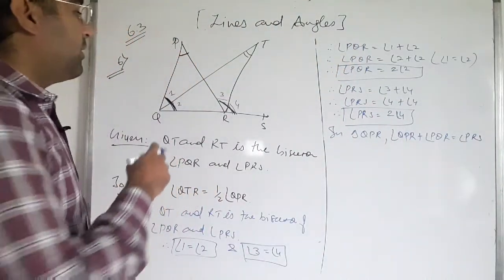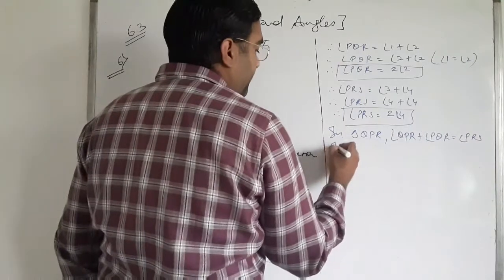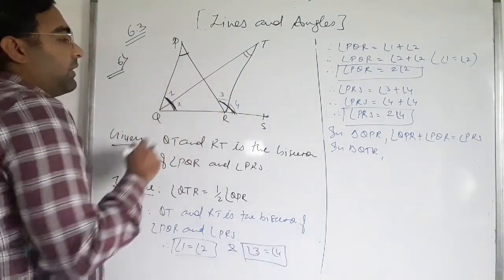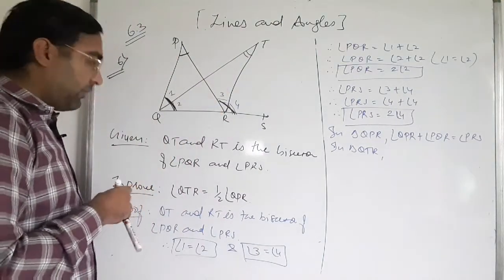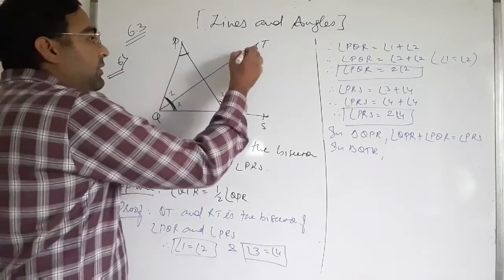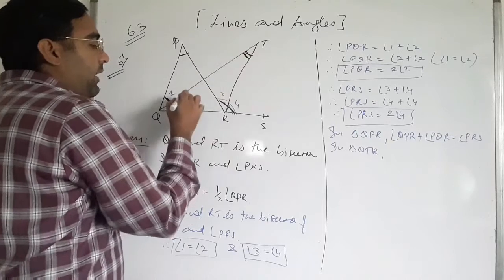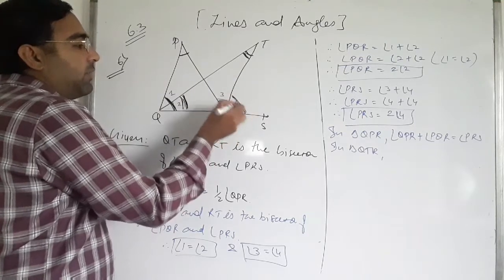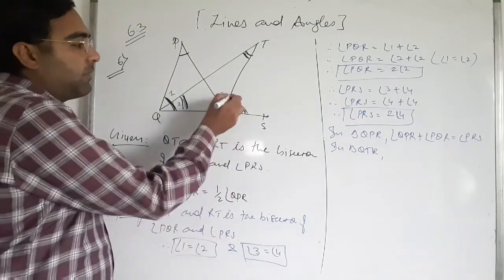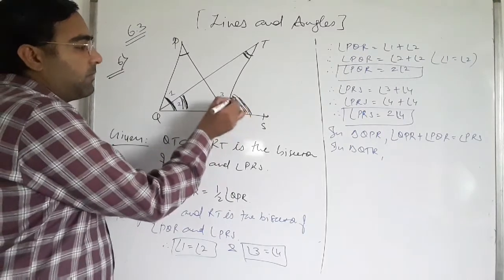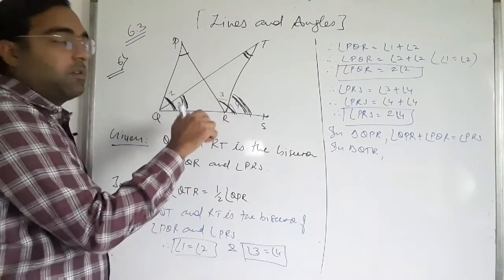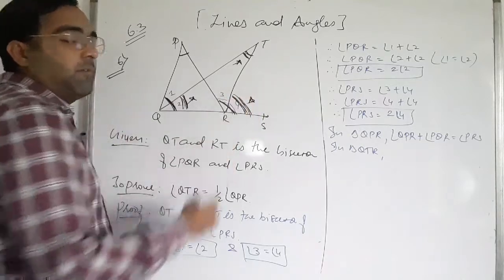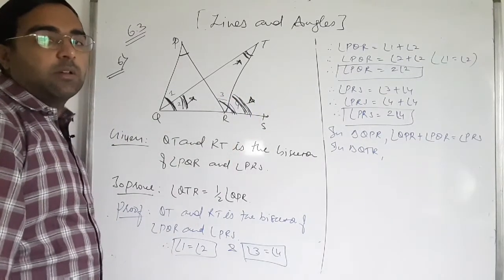Also in triangle QTR, there is a sum of two interior angles. Which two interior angles? This one and this one. The sum of these two interior angles is equal to the exterior angle for QTR. Clear?